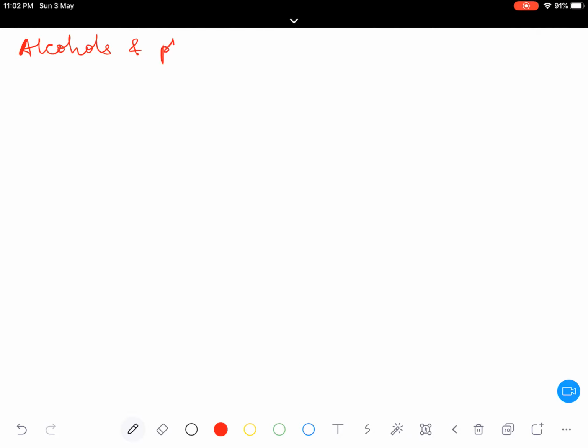Alcohols and phenols are two different functional groups. Okay, these two are two different functional groups. Never consider them as same functional groups. That is a very important thing we should remember, even though in IUPAC we have already gone through this particular part. So I'll give you a few questions now.